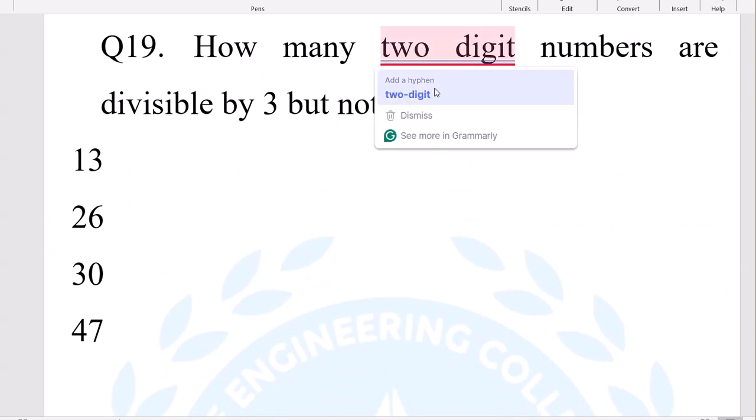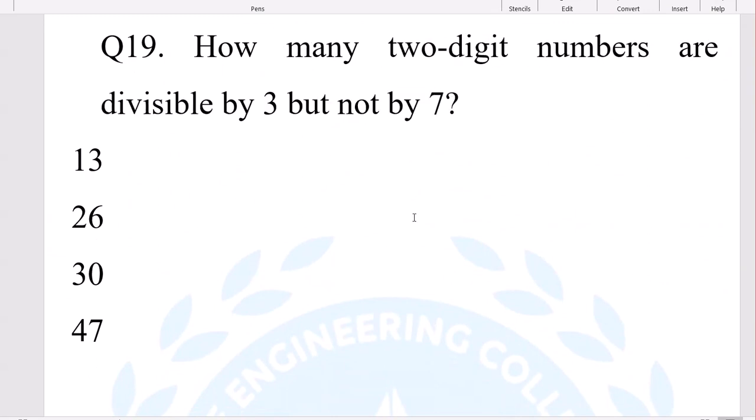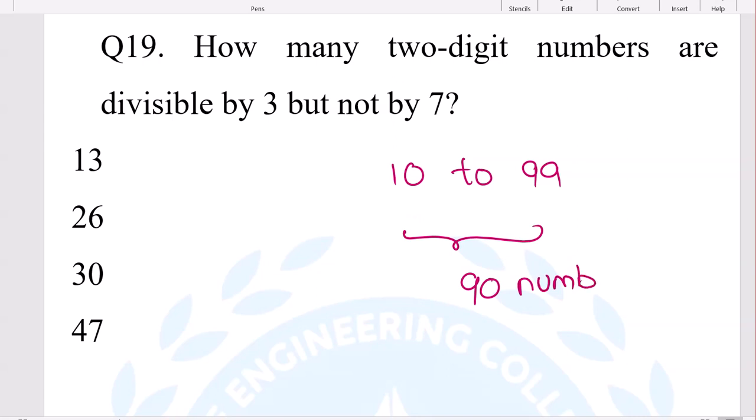19th question, how many two-digit numbers are divisible by 3 but not by 7? It should be divided by 3. Two-digit numbers means from which range to which range? 10 to 99. It should be divided by 3 but not by 7. Then we have 90 numbers in total. Among 90 numbers, how many are divisible by 3? 30 will be there. We'll get 30 numbers divided by 3 there.